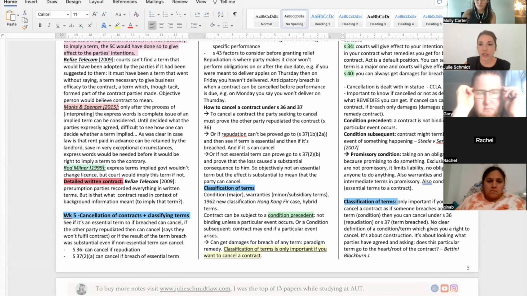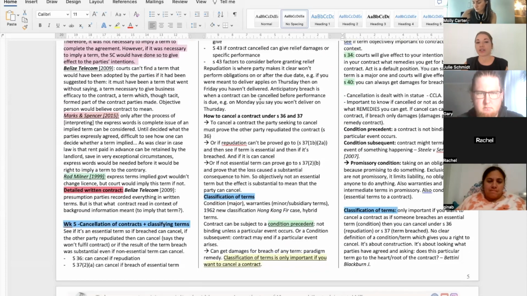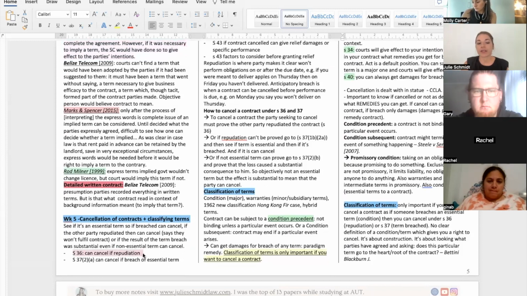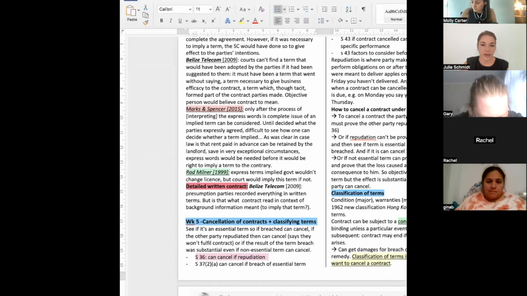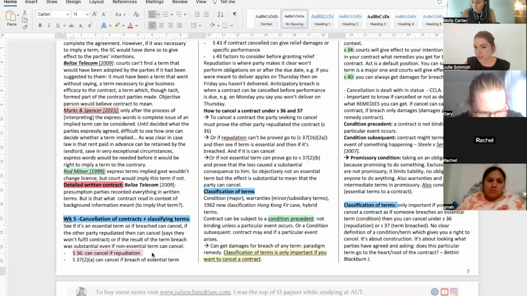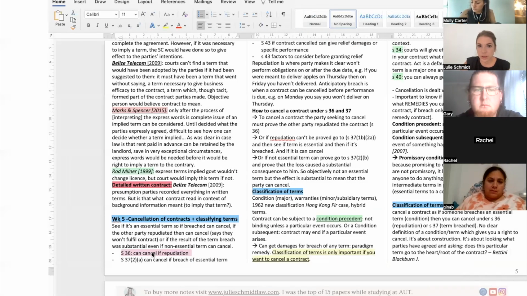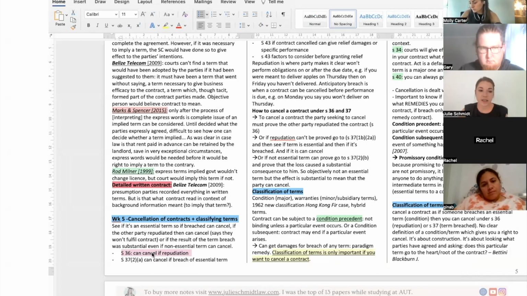We've got cancellation of contracts. So that is a remedy. You can cancel a contract under Section 36 of the Contract and Commercial Law Act if the other party threatens to repudiate the contract. So repudiation is like saying that they don't intend to fulfill their end of the deal. So basically you're saying, I am threatening to not fulfill my end of the deal.